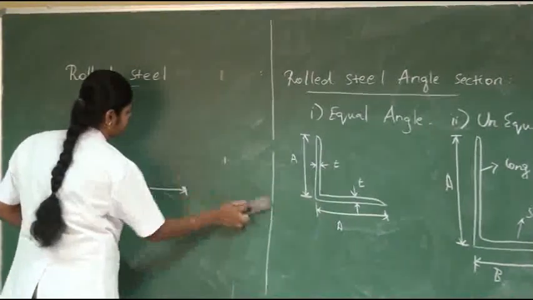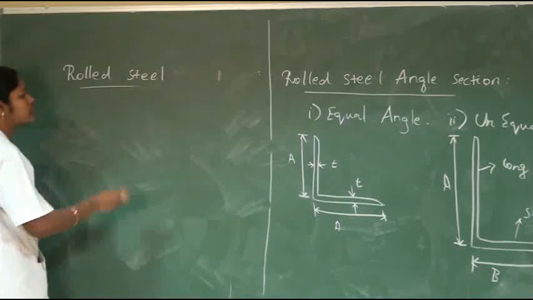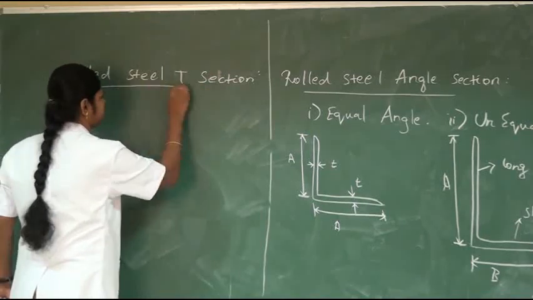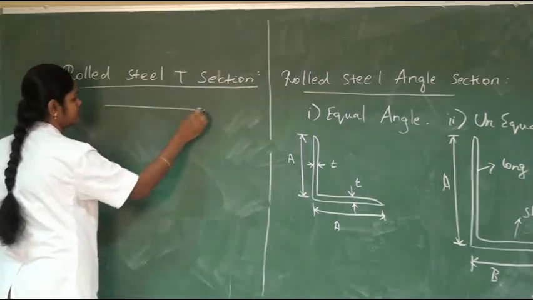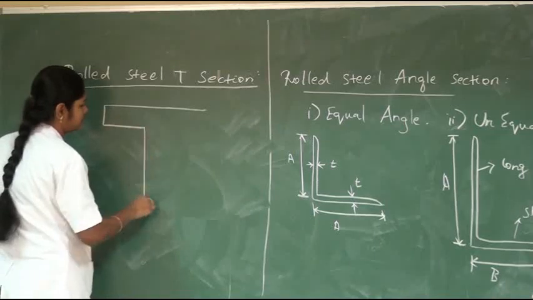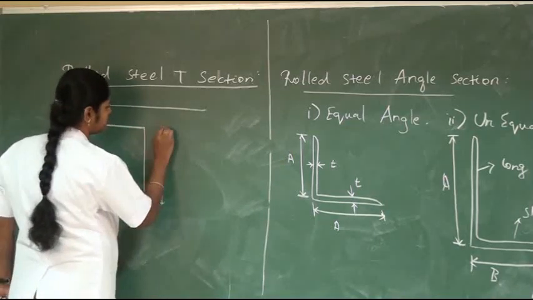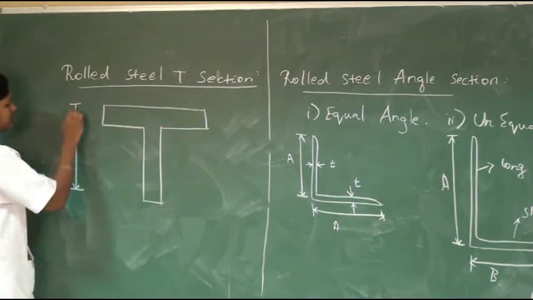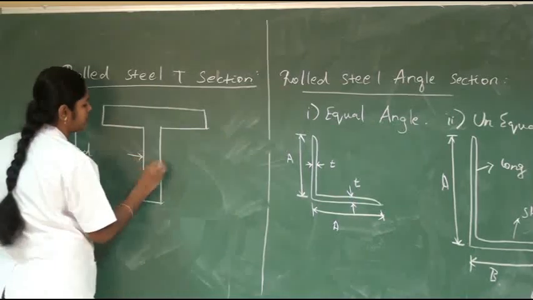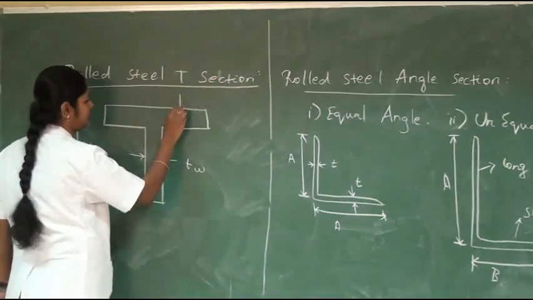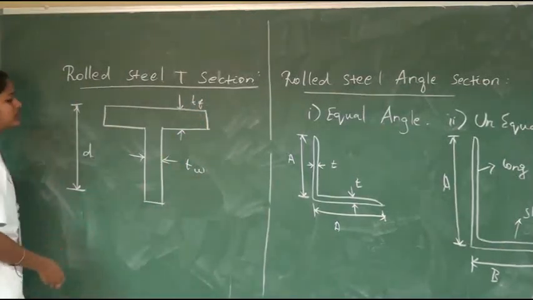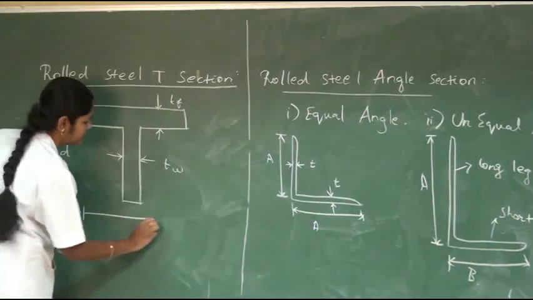The next one is rolled steel T section. This is the rolled steel T section. This is the depth, thickness of the web, thickness of the flange. This is the flange portion, this is the web portion. The breadth is measured here to here.